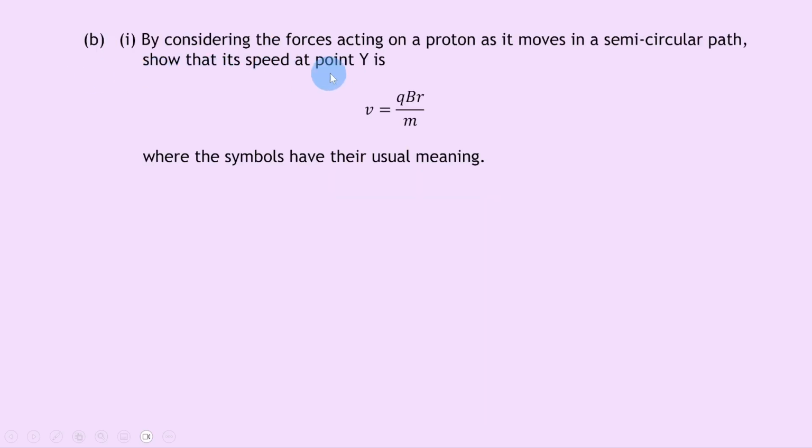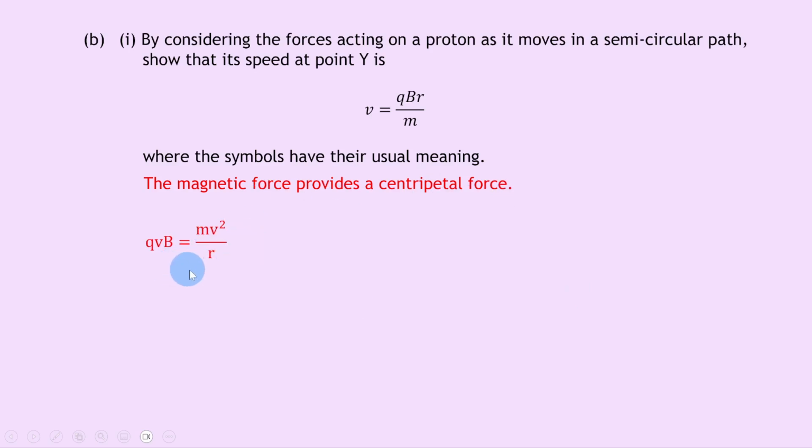Part B1 says, by considering the forces acting on a proton as it moves in a semicircular path, show that its speed at point Y is v equals QBr over m, where the symbols have their usual meaning. Well, we can start by saying that the magnetic force provides a centripetal force, and that means we can equate the two equations for magnetic force and centripetal force in terms of the linear velocity v. So we have QvB for the magnetic force equals mv squared over r for the centripetal force. Because we've got a v on this side and a v on this side, we can cancel a v from both sides to get QB equals mv over r. Then rearranging for v, we multiply both sides by r and divide both sides by m, so we get v equals QBr over m.